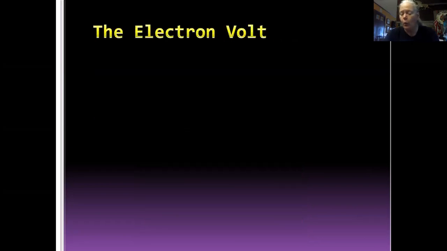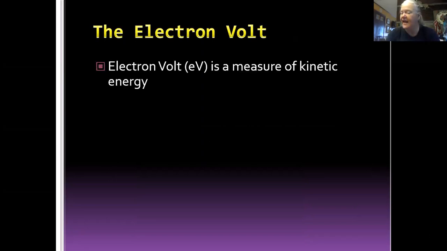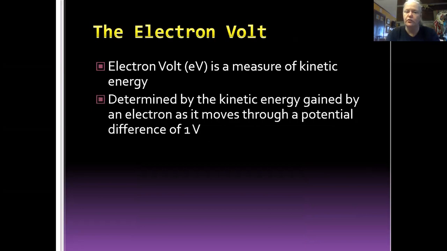Now, one little side note that we'll talk about, simply because it's frequently seen in medical applications, particularly nuclear medicine or radiation therapy applications, is a unit called the electron volt. The electron volt is a unit of energy, and it's defined as the amount of kinetic energy that is given to one electron as it moves through a potential difference of 1 volt. So you can imagine that's not very much energy.